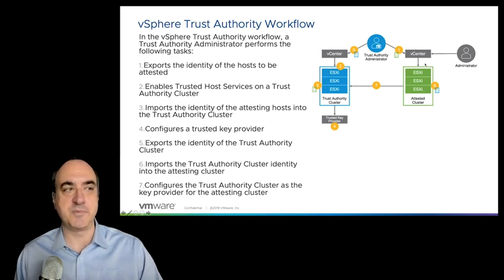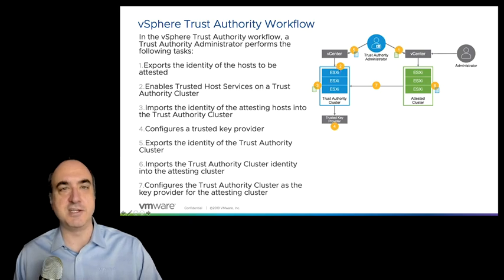Now over on the blue side, the trust authority cluster, we'll go ahead and enable the trusted host services in this cluster. Enabling that basically starts up a couple extra services that normally aren't running on the ESX server. We'll take a look at what those services are in an upcoming slide. Now that we've got the trusted host services running on our blue cluster, we can take the host identities that we exported out of those servers, and we're going to import them into this trust authority cluster.